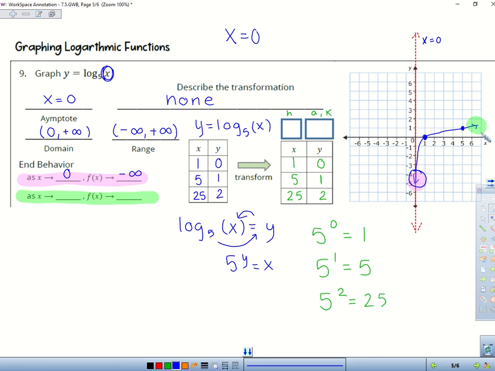Over here on the right, does my graph go off to positive infinity? Yes. And as it does that, what is the f of x doing? The function's going slowly but surely up, which means it's going to positive infinity. Very good. So not so bad. Any questions about that? We're going to do a few more examples.